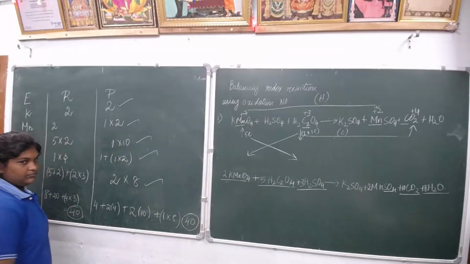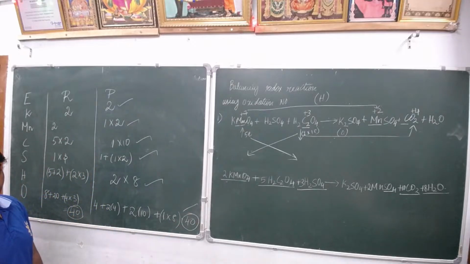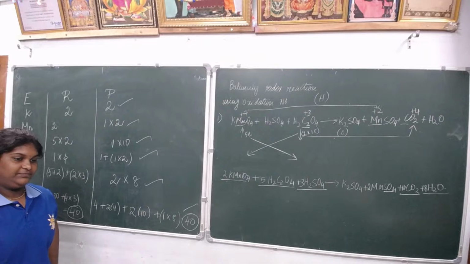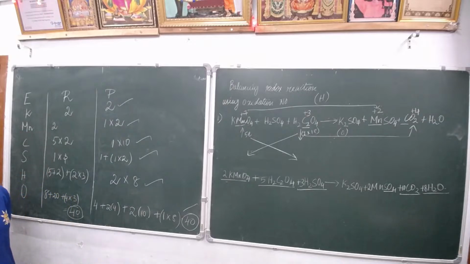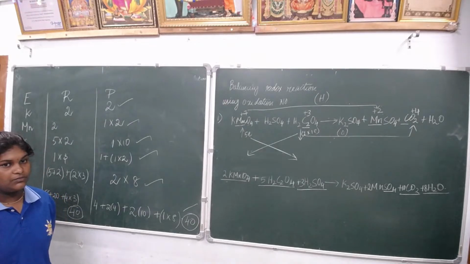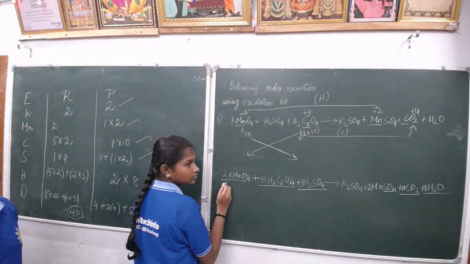Are you able to follow? Put tick mark. So this is the way you have to do it using the oxidation number method. Do you understand now? With the help of this you can balance any complicated redox reactions. Okay. So from this reaction you should be able to identify the oxidizing agent and reducing agent also. So can you identify the oxidizing agent here yourself? KMnO4. Very good. Put OA. That is the oxidizing agent, KMnO4.